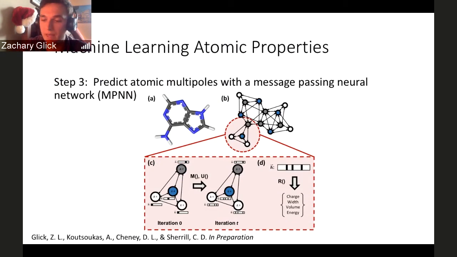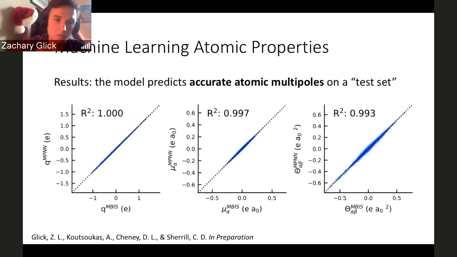Our machine learning method of choice is these message passing neural networks that are pretty new. If you're not familiar with them, I definitely recommend looking into them. They're really appropriate for modeling chemical data, and people have shown that they do really well on a number of problems. I won't go into how they work here, but on this test set, where we trained our message passing neural network on a bunch of EMBESS multipoles, we can predict multipoles on atoms in molecules that the model has never seen before with very high accuracy.